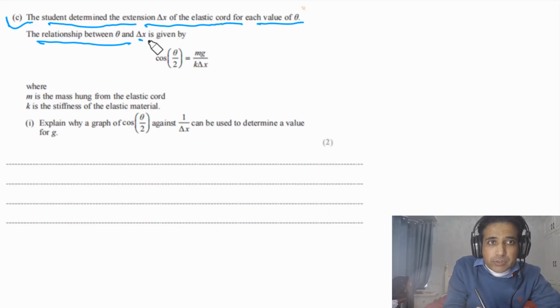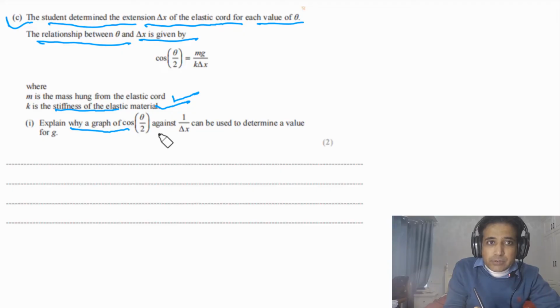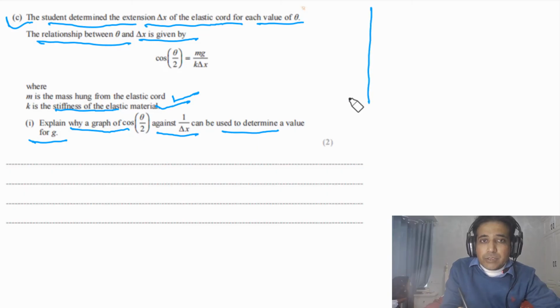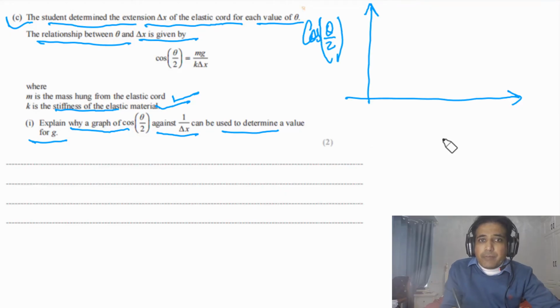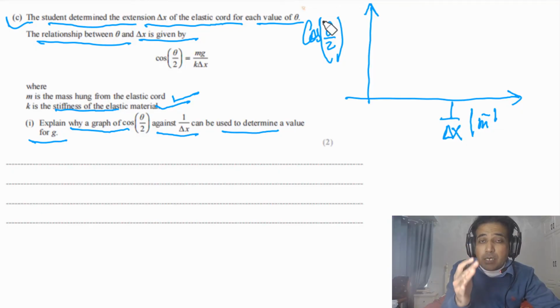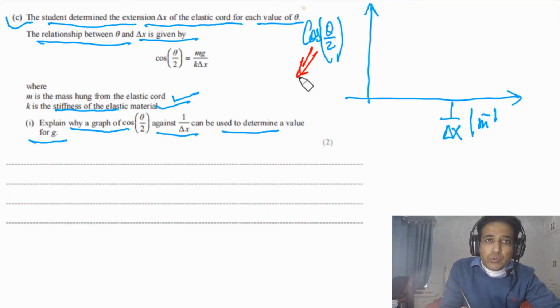The relationship between theta and delta x is given by this equation. M is the mass hung from the elastic cord and K is the stiffness of the elastic material. Explain why a graph of cosine theta against 1 over delta x can be used to determine a value for g. It simply means that if we sketch a graph between cosine of theta by 2 and 1 over delta x, the unit of this one has to be per meter. But what is the unit of cosine of theta by 2?